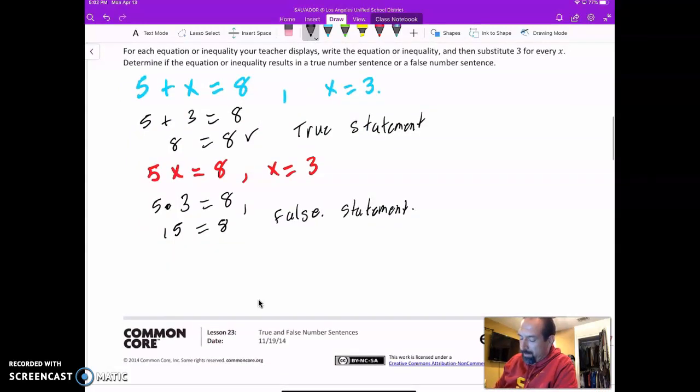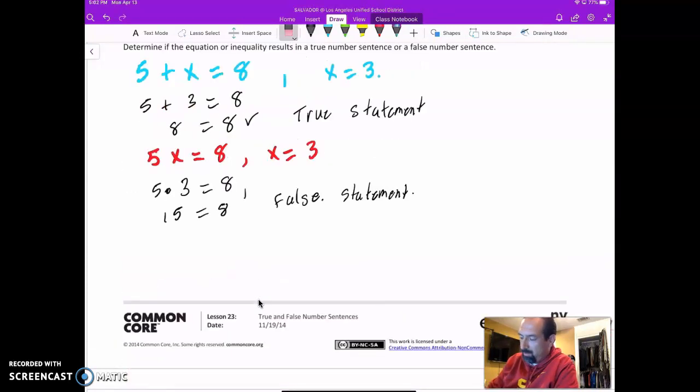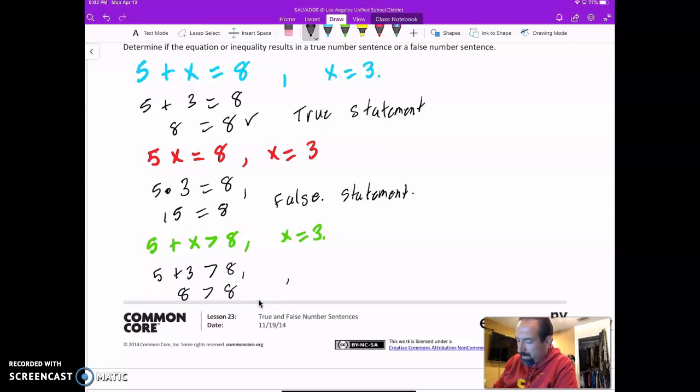Now, what if we say, well, let's do 5 plus x is greater than 8, where x equals 3. Let's add 5 plus 3 greater than 8. 5 plus 3 is 8. Is 8 greater than 8? Is that true or false? Well, in this case, 8 is not greater than 8. 8 is equal to 8. So in this case, it'll be a false statement as well. Okay.